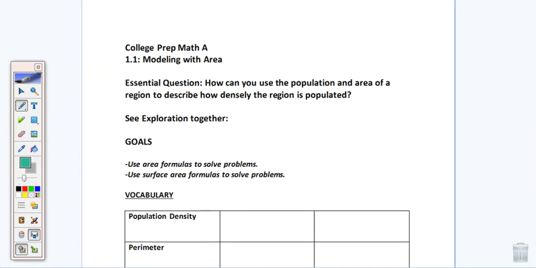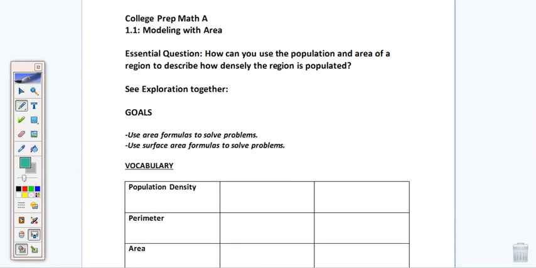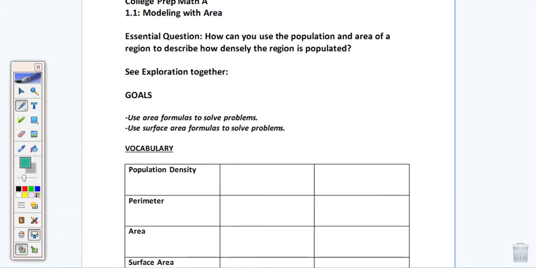College Prep Math A, section 1.1, modeling with what, kids? Area, okay? Now, anything that I write down up here, I would definitely encourage you guys to write down in your notes. These are your notes for you to have, to keep, put in a binder, use them.